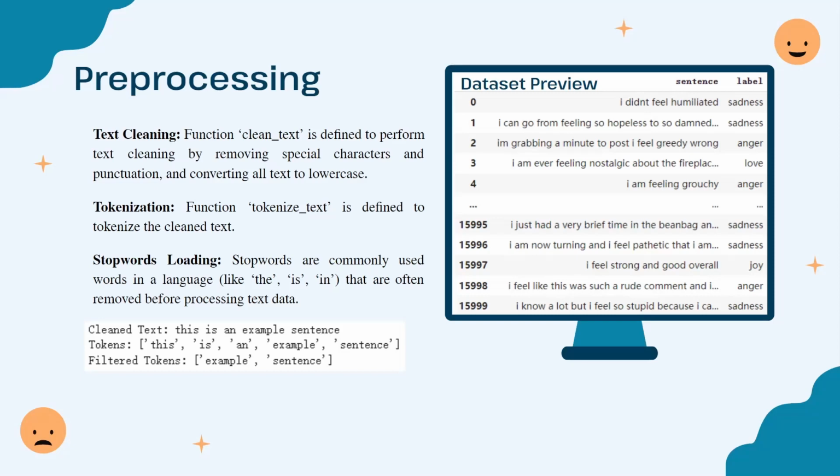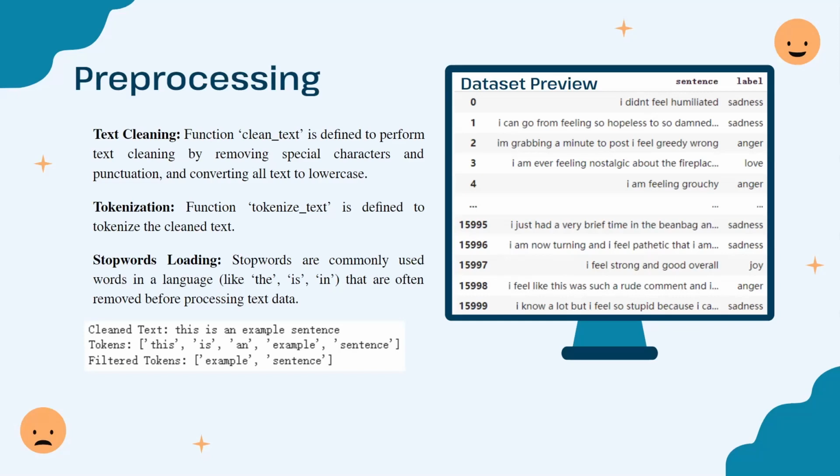This pre-processing is fundamental for any text-based machine learning or deep learning model, as it normalizes the input data, allowing for more accurate feature extraction and model performance. Text cleaning uses a function called clean text. It's defined to perform text cleaning by removing special characters and punctuation and converting all text to lowercase. This standardization helps in reducing the complexity of the text data and aids in the consistency of the analysis.